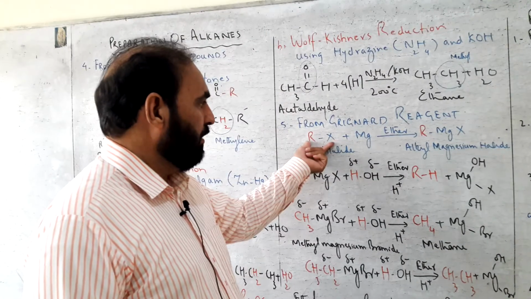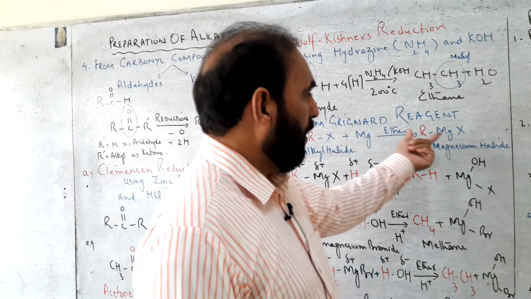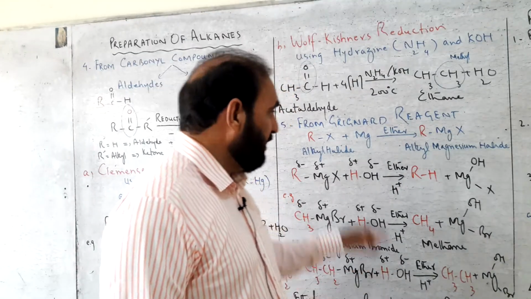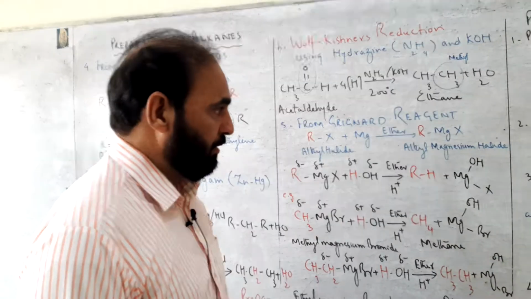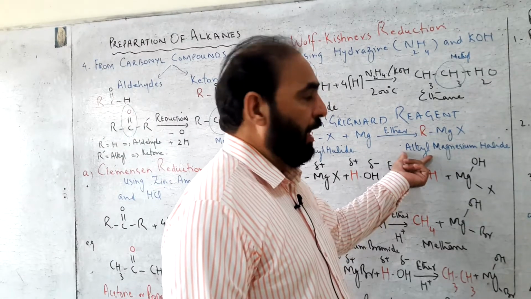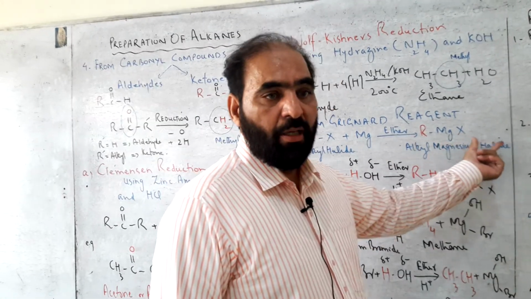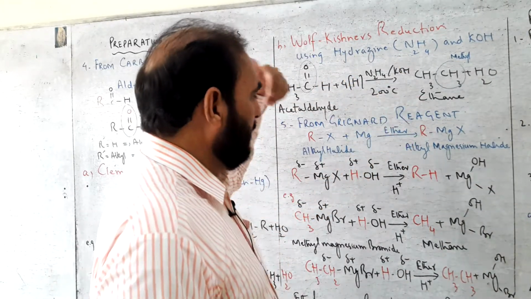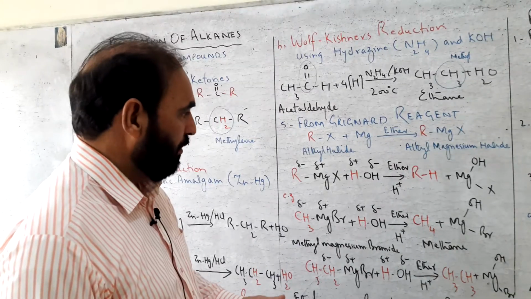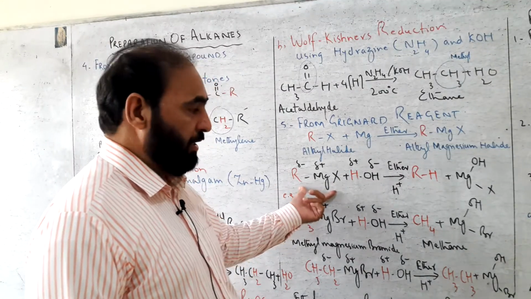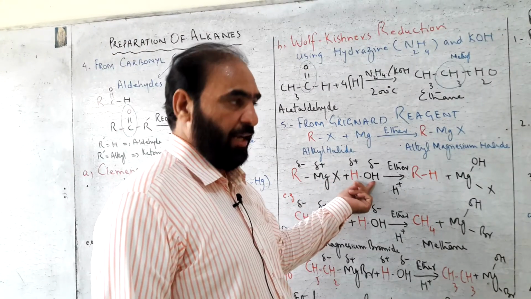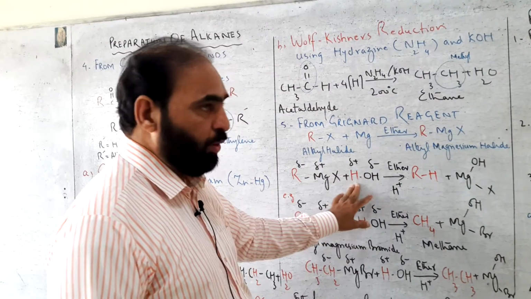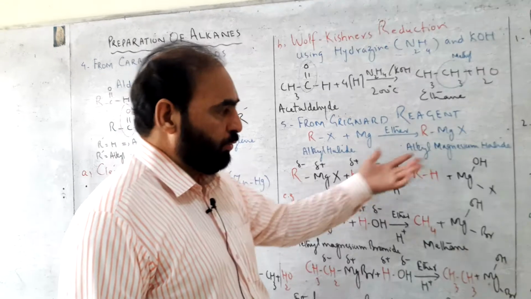When alkyl halide reacts with magnesium, the product is RMgX. Mg takes a position in between R and X, and this becomes alkyl magnesium halide, which is given the special name, on the name of the scientist, Grignard reagent, RMgX. When RMgX, Grignard reagent, is hydrolyzed, that is, reacted with water, in which water is decomposed, its hydrogen goes to one product and OH goes to the other product.